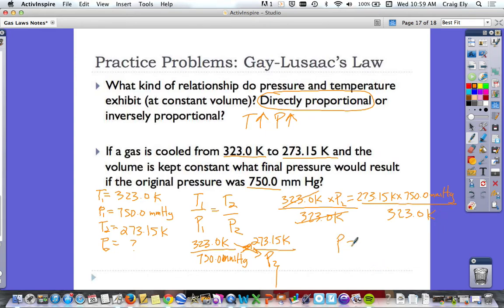So when you do the math, my second pressure is going to be 634.2 millimeters of mercury. How do we know it's millimeters of mercury? Well, first of all, my Kelvin unit of measurement cancels out here. There I have millimeters of mercury. Plus we know, since we're solving for pressure, and that's our unit of measurement for pressure, so we know that.